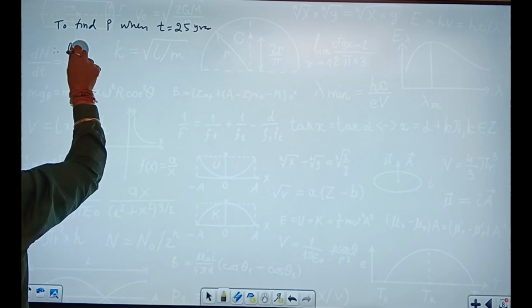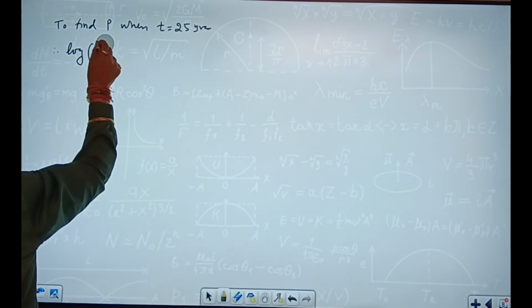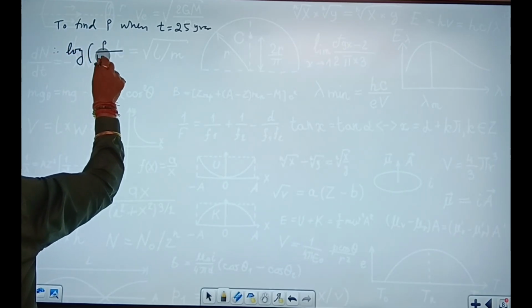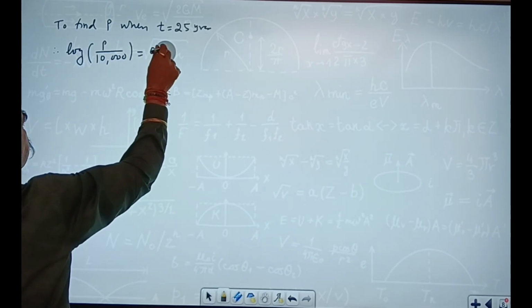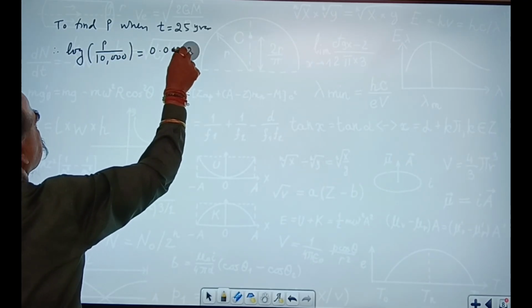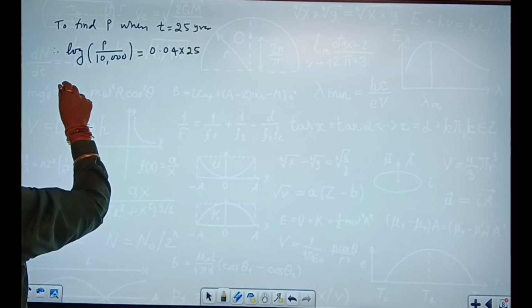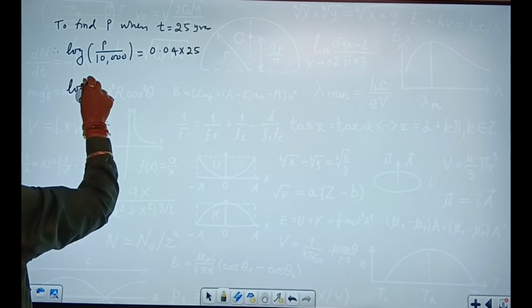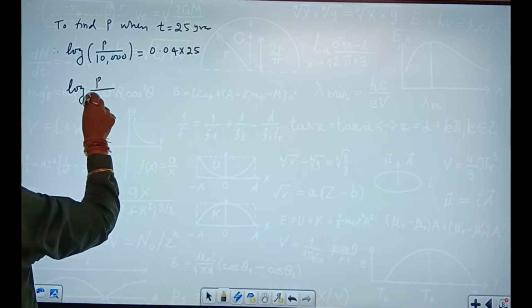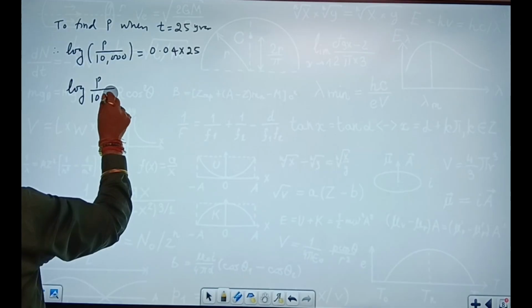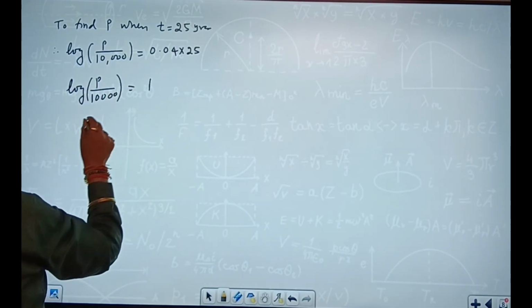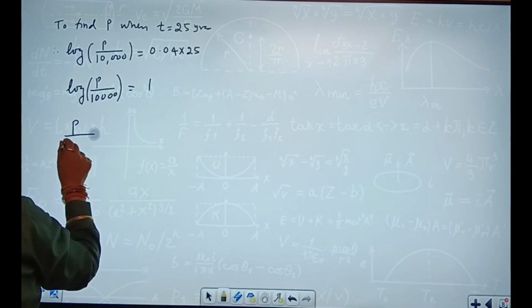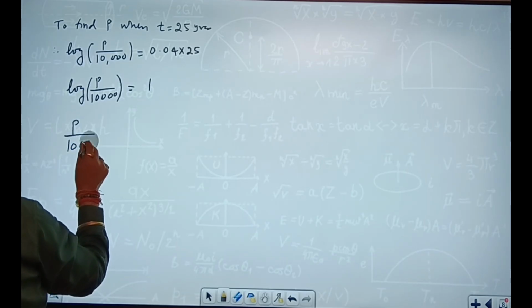So log of P upon 10,000 is 0.04 into 25. Log of P upon 10,000 is 1. P upon 10,000 is what?